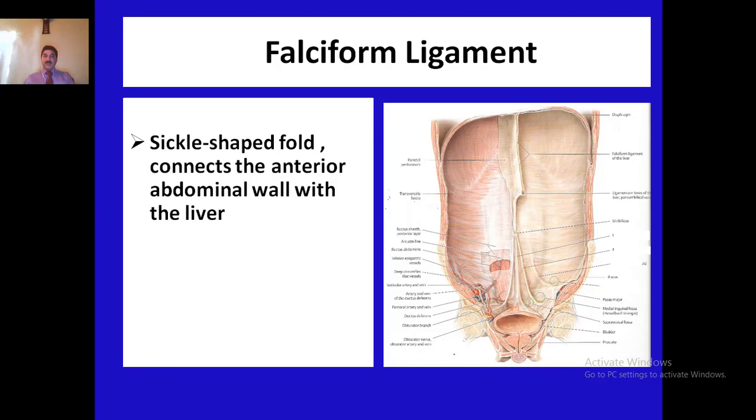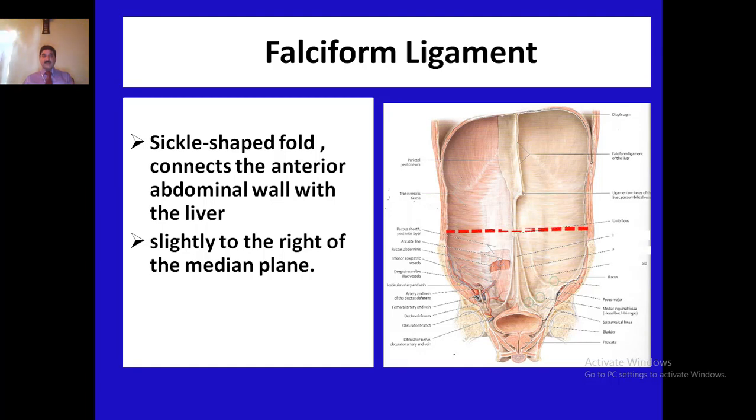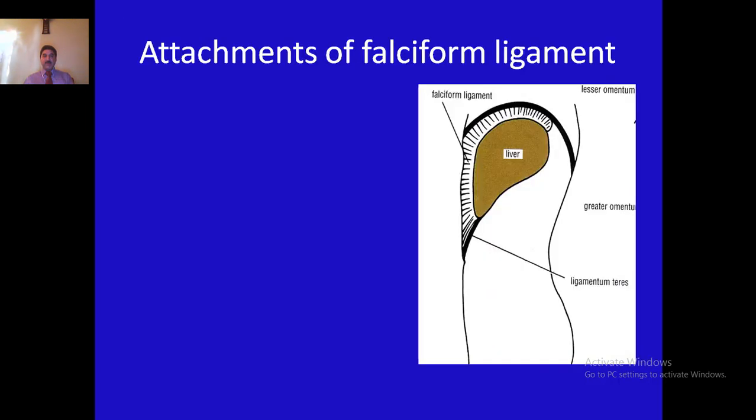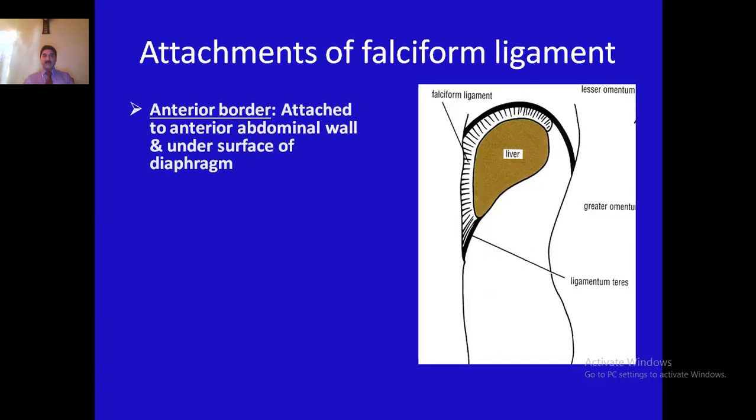The falciform ligament is a sickle-shaped fold of peritoneum which connects the anterior abdominal wall with the anterior superior surface of the liver. It connects the anterior abdominal wall with the liver slightly to the right of the median plane. If you trace it from the umbilicus, it is in the form of a double-layered fold of peritoneum. Attachments of the falciform ligament.